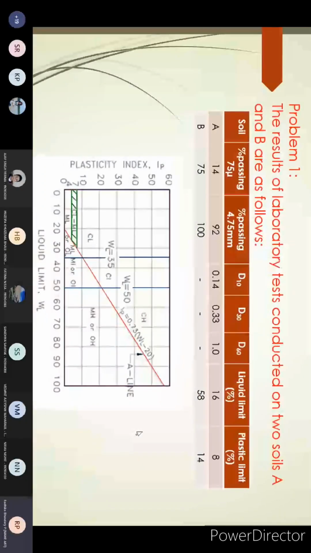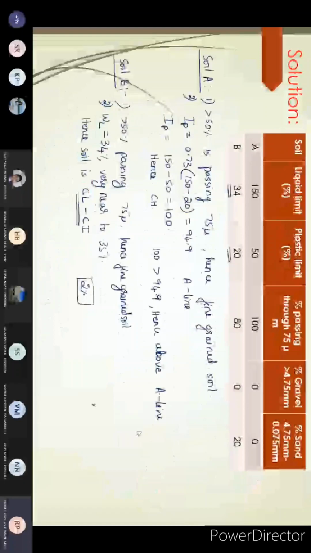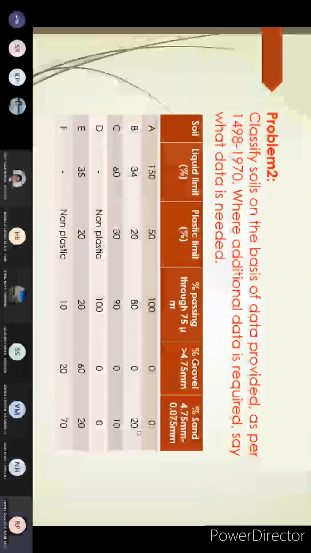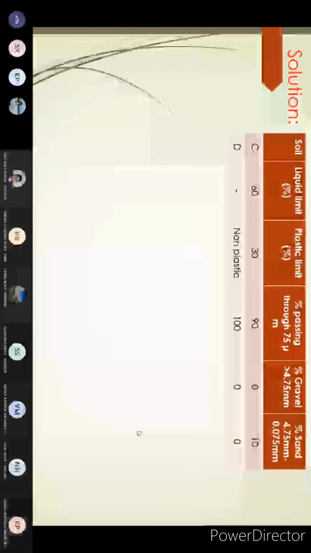So we had solved a few numericals last class. In the second problem, we had finished A and B. So we have to do C and D now. So soil C, we will do. What is the first question: whether it is coarse grained or fine grained soil?